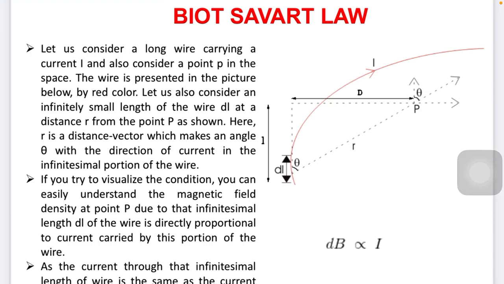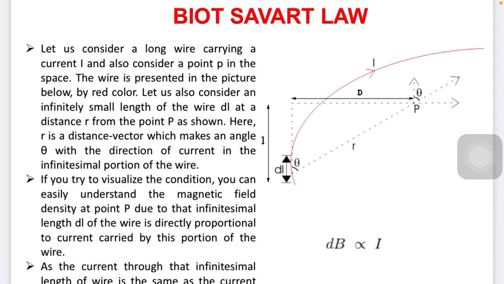So let's consider a long wire which is carrying a current I. Also consider a point P in space, right, the wire is presented in the picture below by the red color. Let me also consider an infinitely small length of the wire dl, I-R, right, at a distance of r from the point P. Here r is a distance vector which makes the angle theta with the direction of current in that portion of the wire.